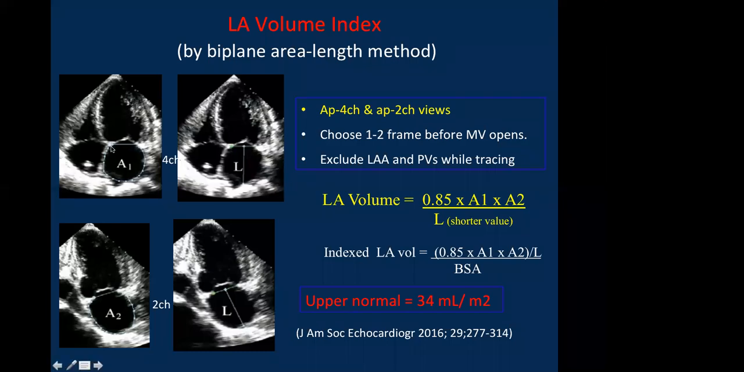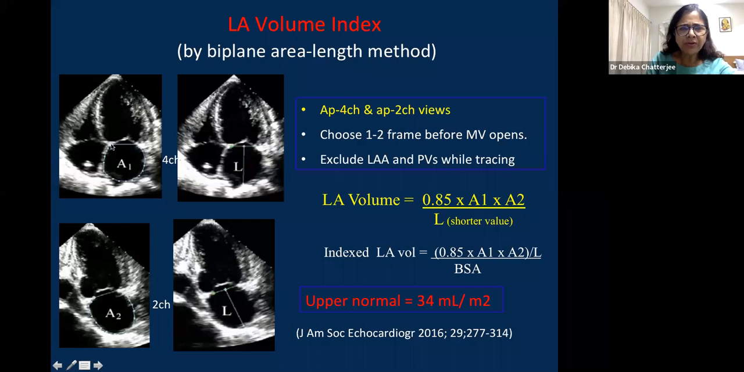then start tracing from one annulus, the septal annulus, then go along the endocardial margin of the interatrial septum, then go along the roof of the LA, and then up to the lateral annulus. You should never go inside the pulmonary vein.